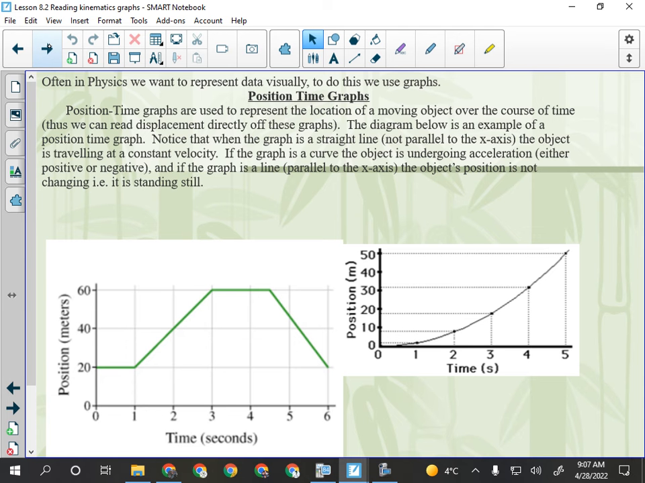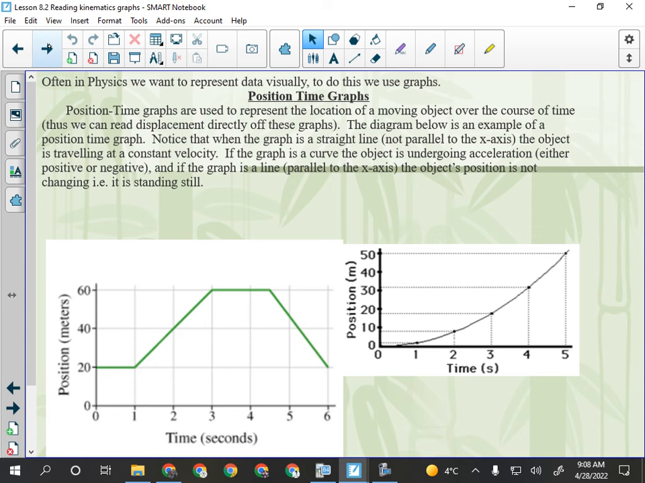So what is the object doing between 0 and 1 second? Nothing. Exactly. Its position is not changing between time 0 and time 1 second. It stays at a position of 20 meters. In other words, it's stopped. Or it is not moving, or nothing is happening. I would accept any of those as an answer on the test. And I very often put a graph like this on there and say, tell me what's going on in each section of the graph. Or tell me what's going on between 2 seconds and 5 seconds, or whatever.